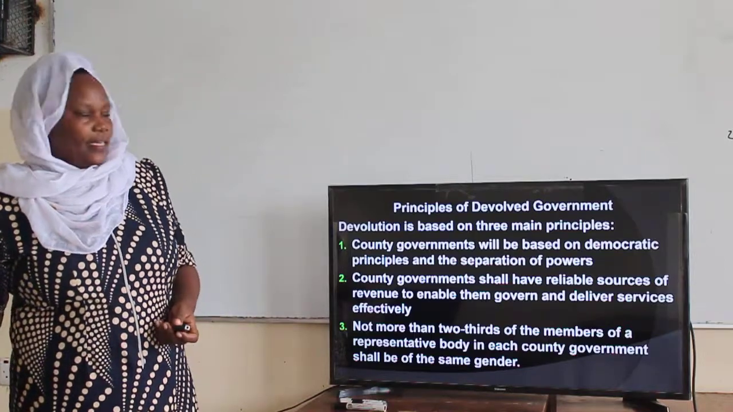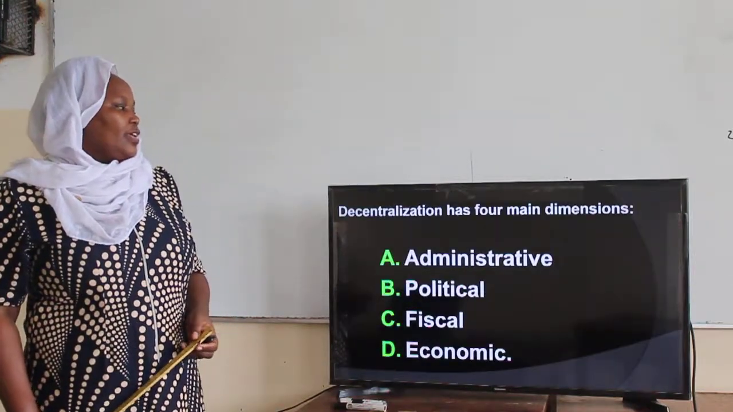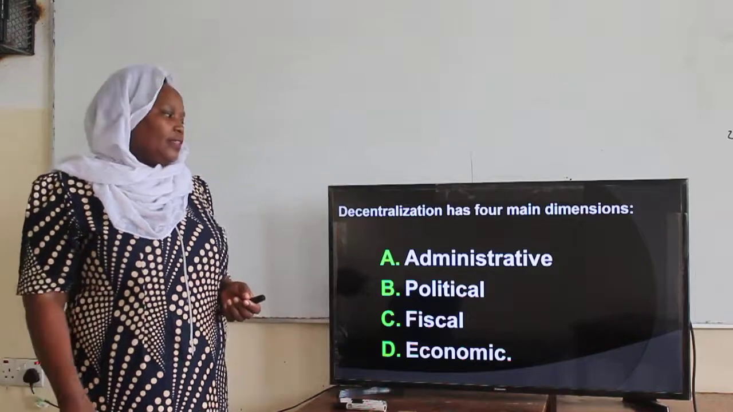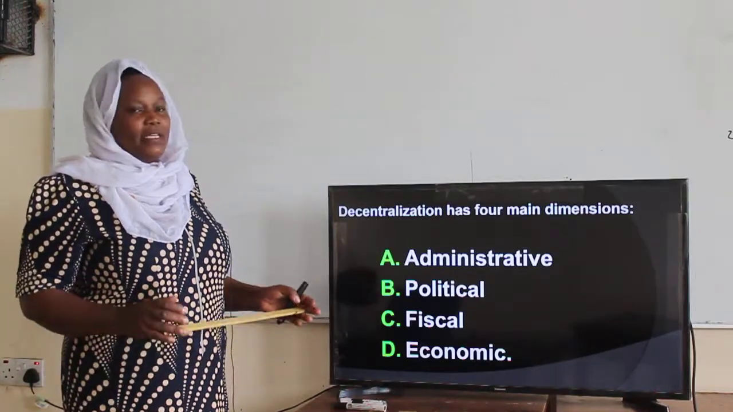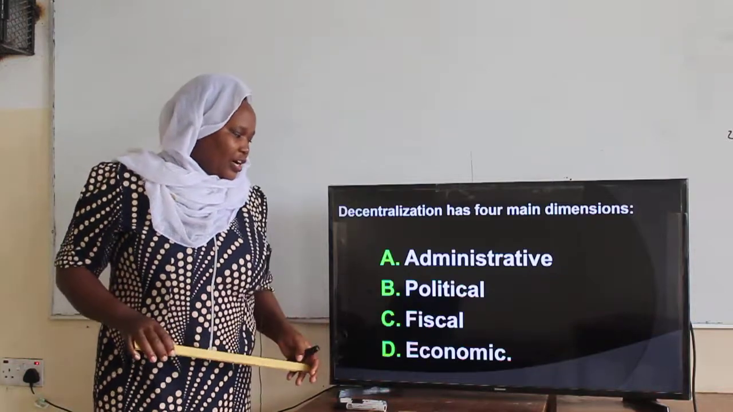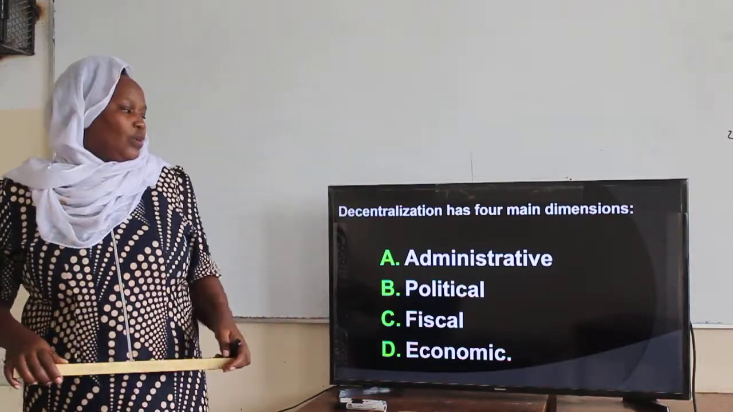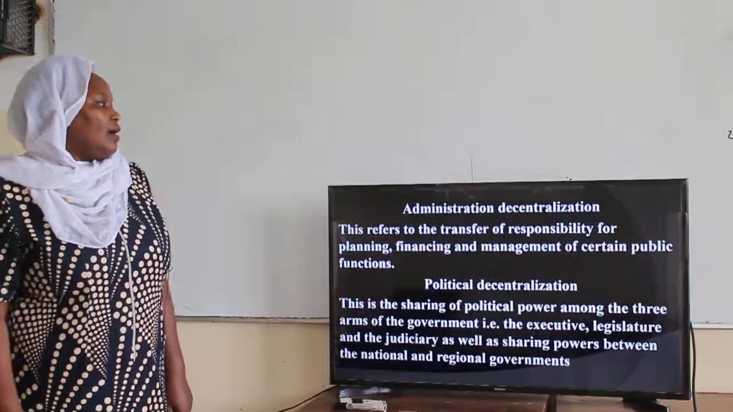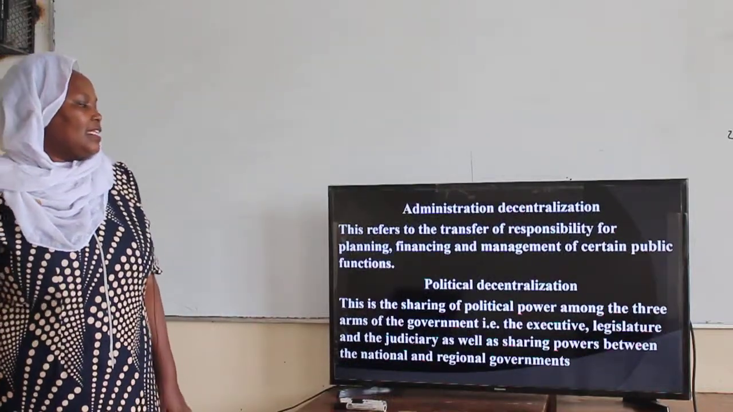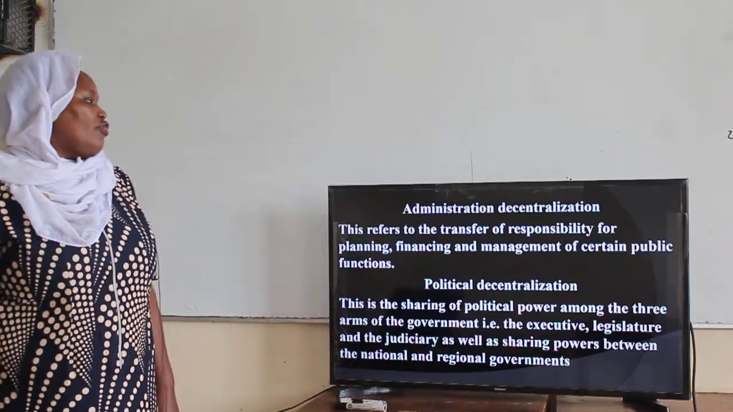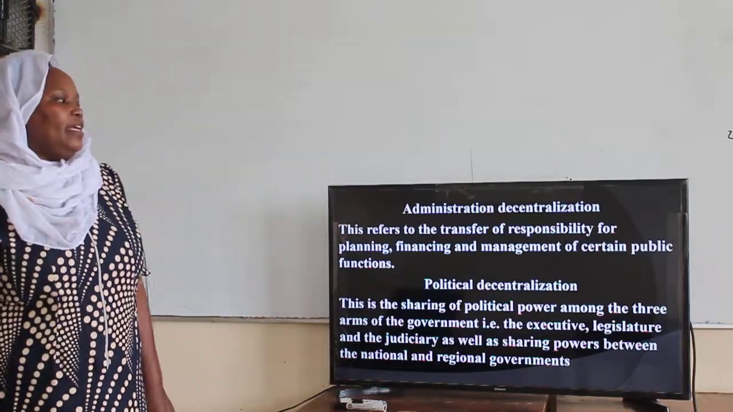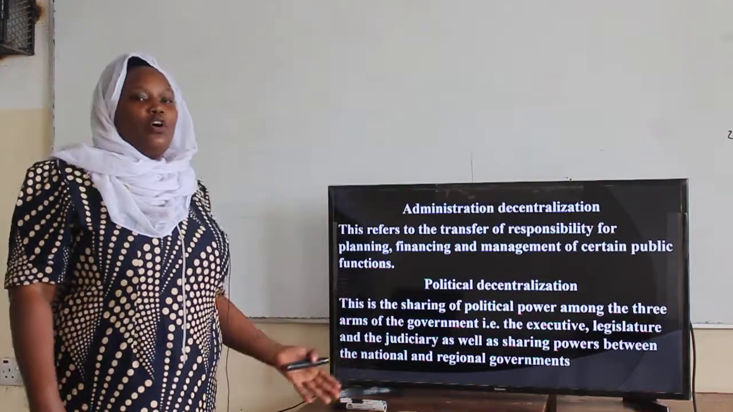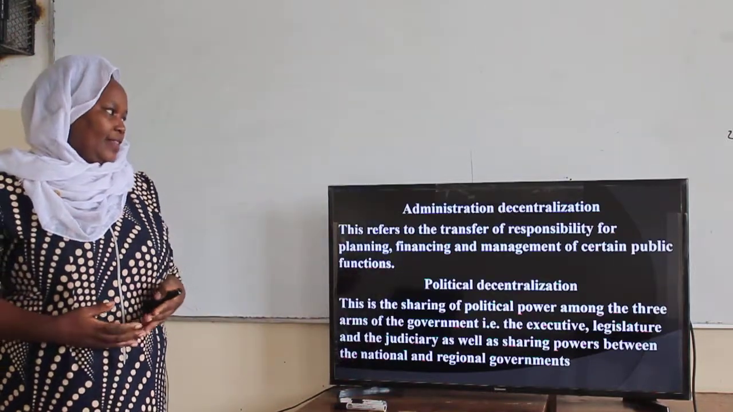Okay? Another thing that I also want to mention, decentralization has four main dimensions. When you talk about decentralization, what are they decentralizing? Okay? One, they decentralize administrative, they decentralize political, physical, and economic. So I want to discuss the four before our time is up. When we talk about administrative decentralization, this refers to the transfer of responsibility for planning, financing, and management of certain public functions to the county government. For example, they have to manage their finances and the like. Okay?